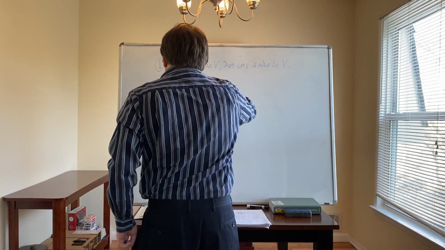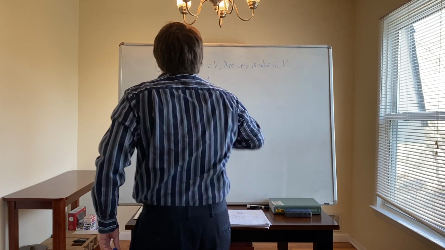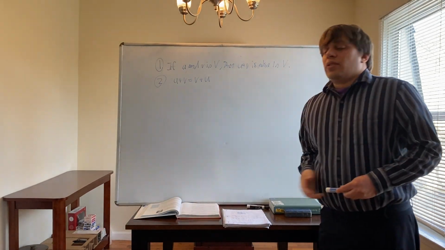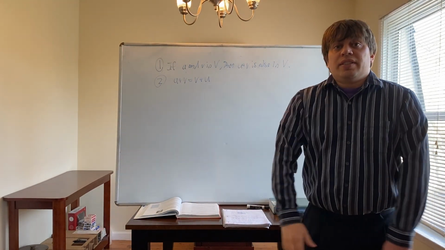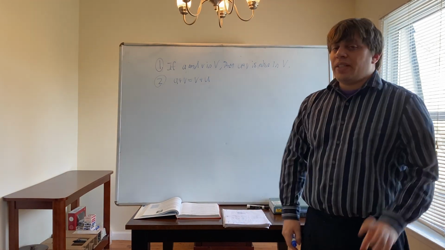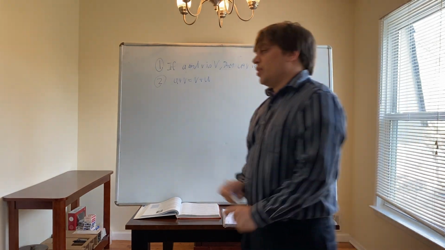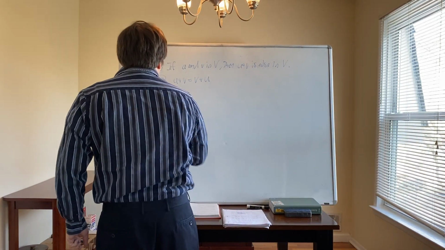The second rule is that u plus v equals v plus u. So the second rule says that the addition of vectors is commutative, meaning you can switch the order of the addition. U plus v equals v plus u. That's called commutativity of addition.